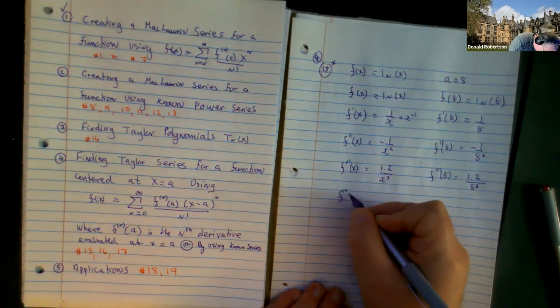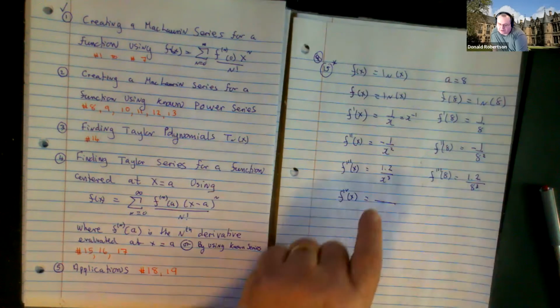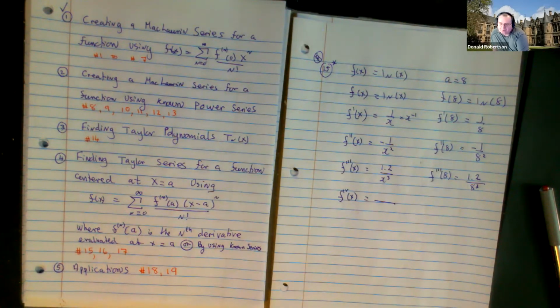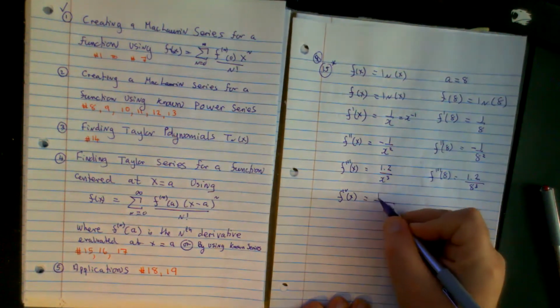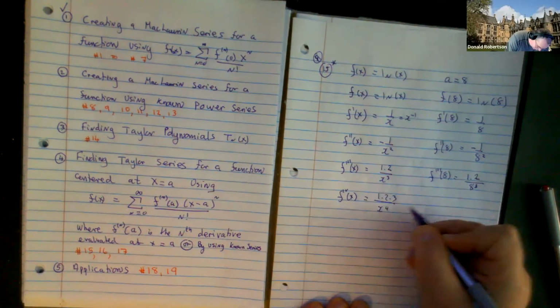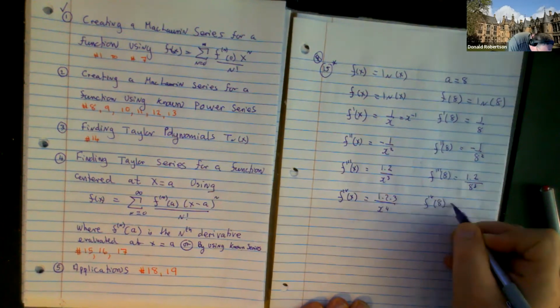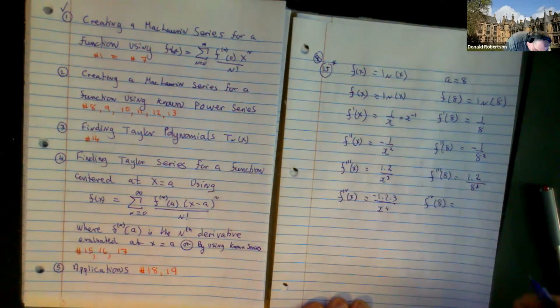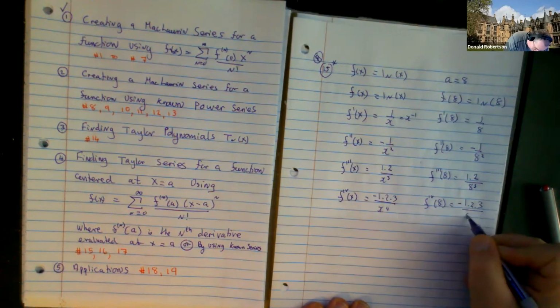Anybody want to have a guess at what the fourth derivative is going to look like in terms of x? Negative 1 times 2 times 3 over x to the 4, right? I agree with you totally. And so the fourth derivative at 8, and I should mention there's a minus there, I'm sure you meant to say that, is -1 times 2 times 3 over 8 to the 4.